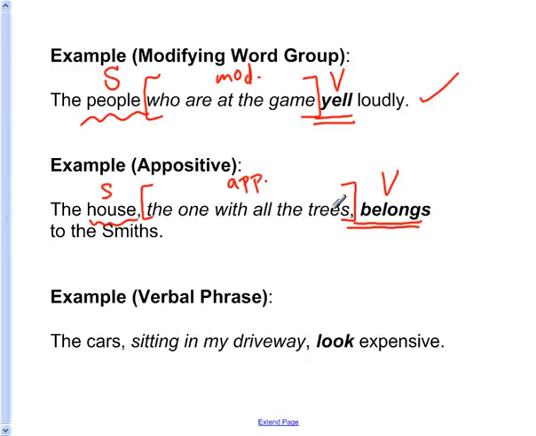In this appositive is the word trees. Trees is plural. If we thought trees was the subject of the sentence, then the verb would be belong, and that would be incorrect. Let's read the sentence with the singular verb form, belong. The house, the one with all the tall trees, belonged to the Smiths. That's incorrect. As it is, it's correct with belongs.